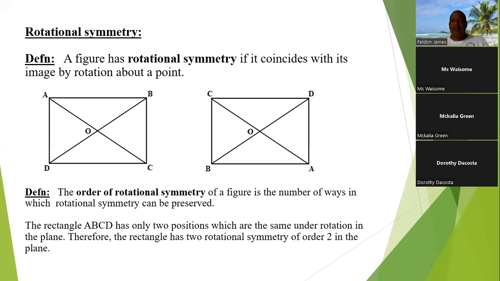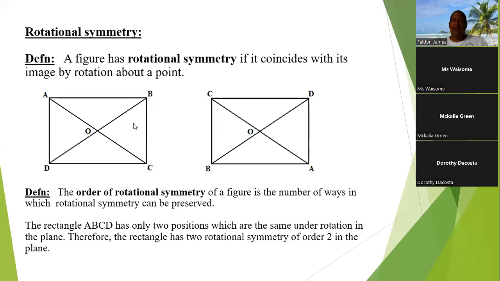Now, the order of rotational symmetry of a figure is the number of ways in which rotational symmetry can be preserved. The rectangle ABCD has only 2 positions which are the same on rotation in the plane. Therefore, the rectangle has 2 rotational symmetries. As I was saying, one rotational symmetry would be when A comes back to C. The other one is when B goes to D.